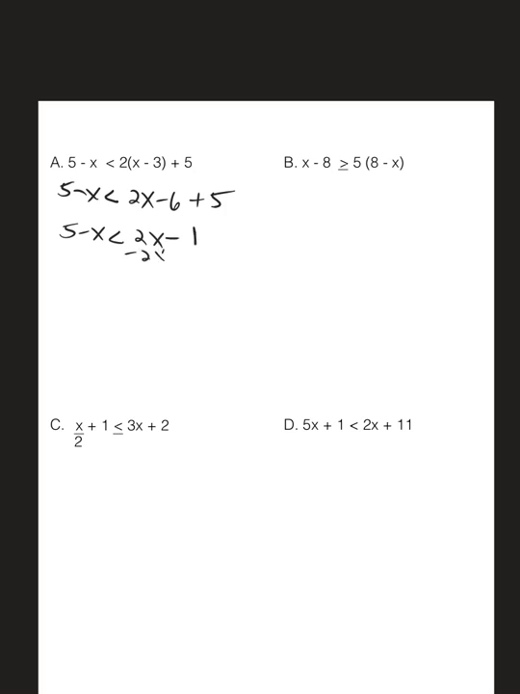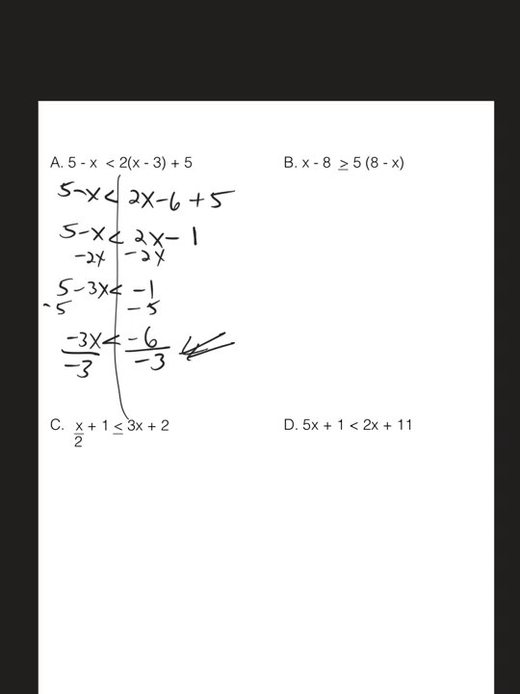I'm going to take 2x away from both sides. So I have 5 minus 3x is less than negative 1. Subtract 5 from both sides. Negative 3x is less than negative 6. Divide both sides by negative 3. I am dividing by a negative. That means I have to flip the sign. x is greater than 2.